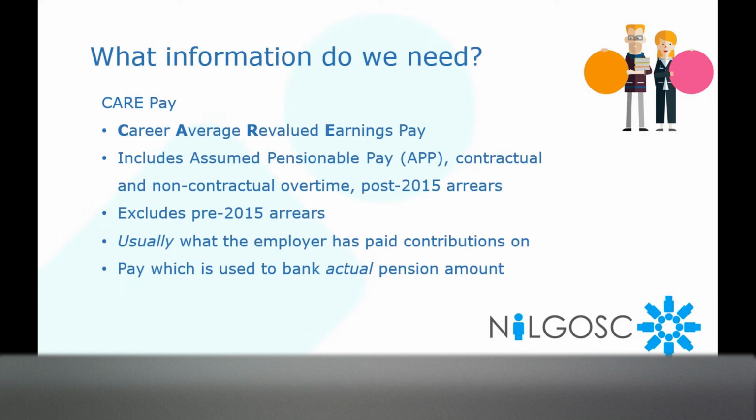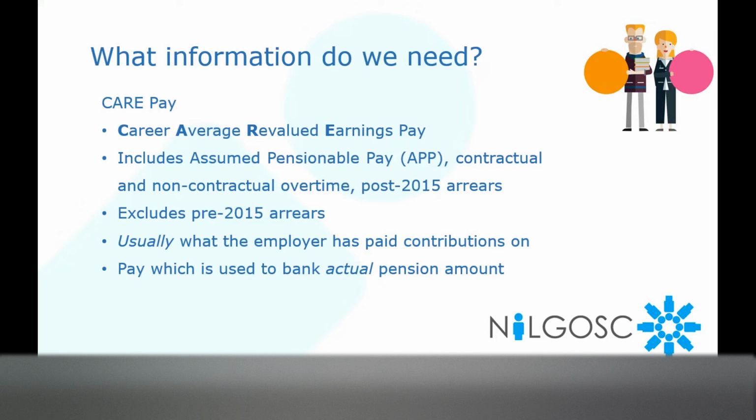So first of all, we have CARE pay, which is the career average revalued earnings pay. That includes your assumed pensionable pay, contractual and non-contractual overtime, any post-15 arrears. It does, however, exclude pre-15 arrears, and the simple reason for this is that we can't allow a member to have CARE credit in their pension for anything that relates to before CARE was in the scheme. Now we will take you through examples of that on the actual pre-populated spreadsheet later.